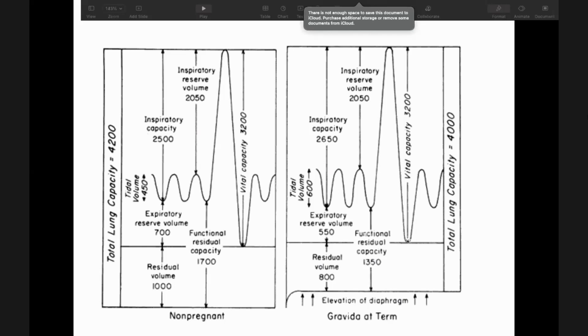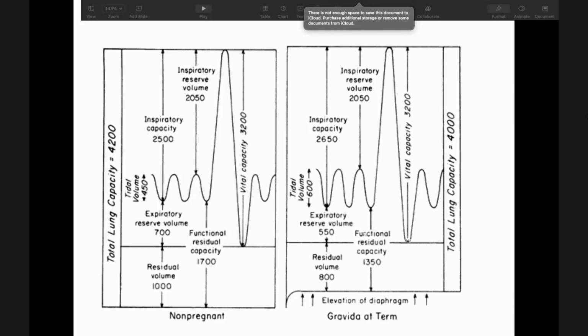One thing that has not changed in these two situations is vital capacity. 3,200 vital capacity will not change, and inspiratory reserve volume will not change. Inspiratory capacity will increase in pregnancy. Expiratory, then functional residual capacity will reduce. You have to work it out.